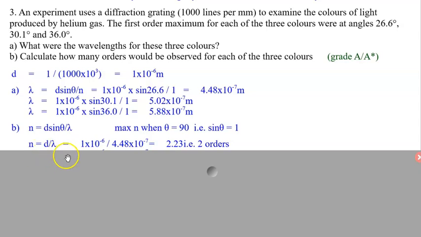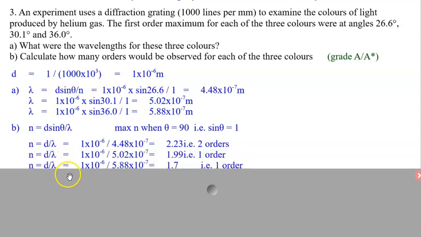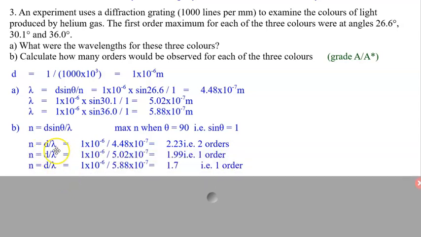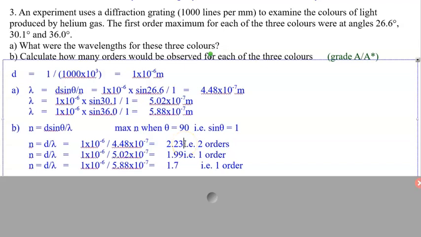So if we calculate what the value of n would be for theta equals 90, for this first one, what have we got? n equals d over lambda. As we said here, sine theta is equal to 1, so this simplifies to d over lambda. The d is the same for each one. The lambda, the wavelength, is what we've calculated up here, and we're going to get a different value for each one. So for the first one, as we can see, we get 2.23.